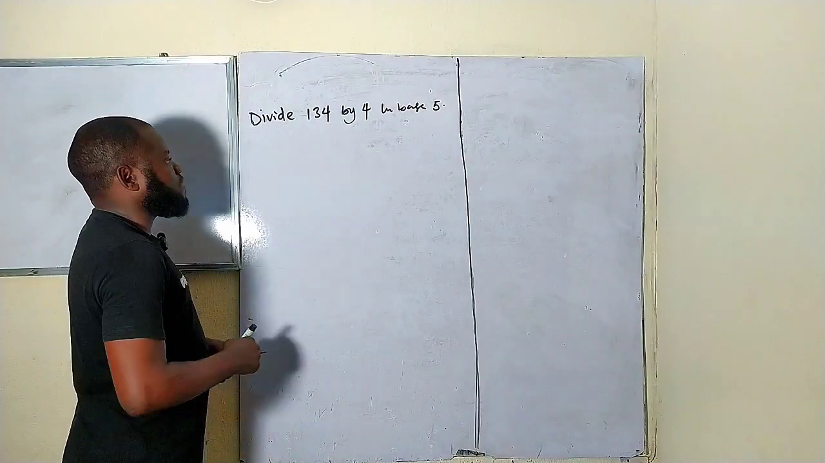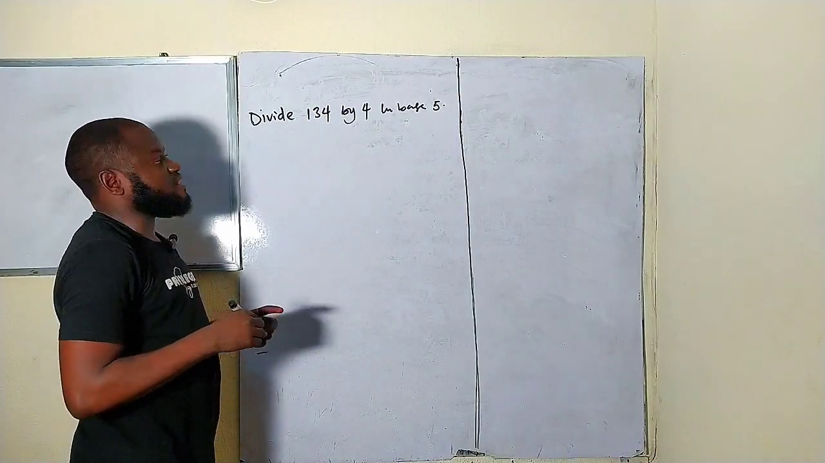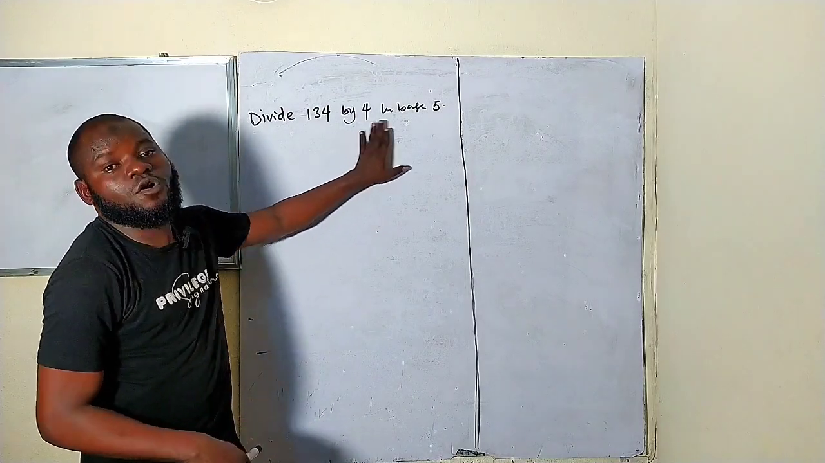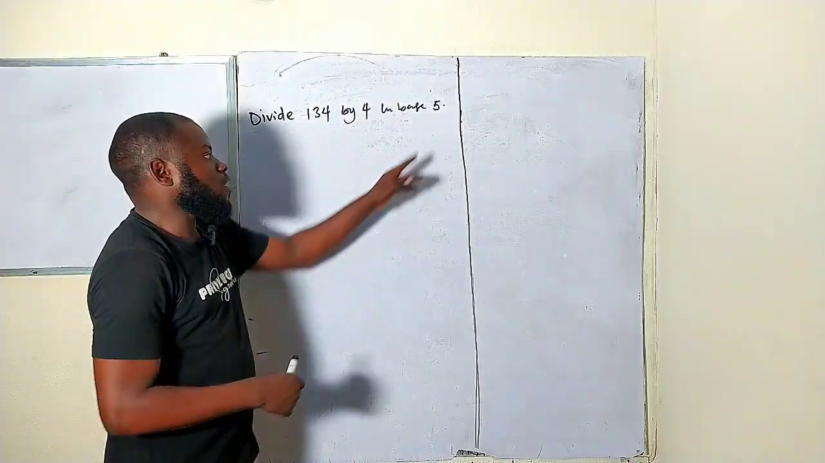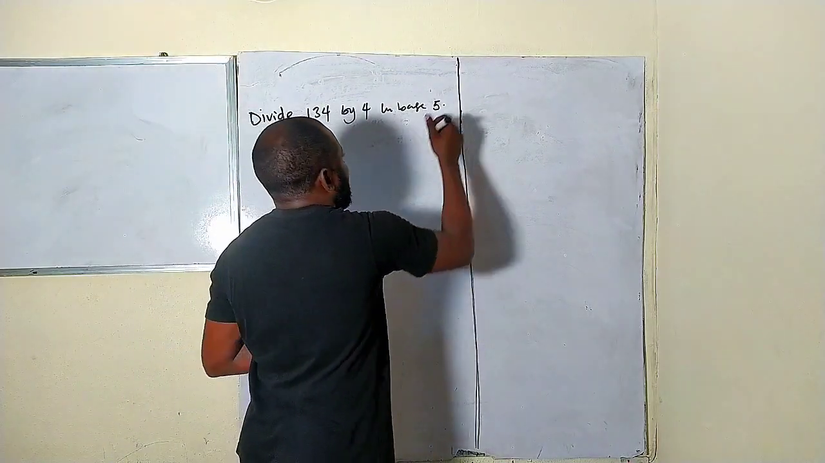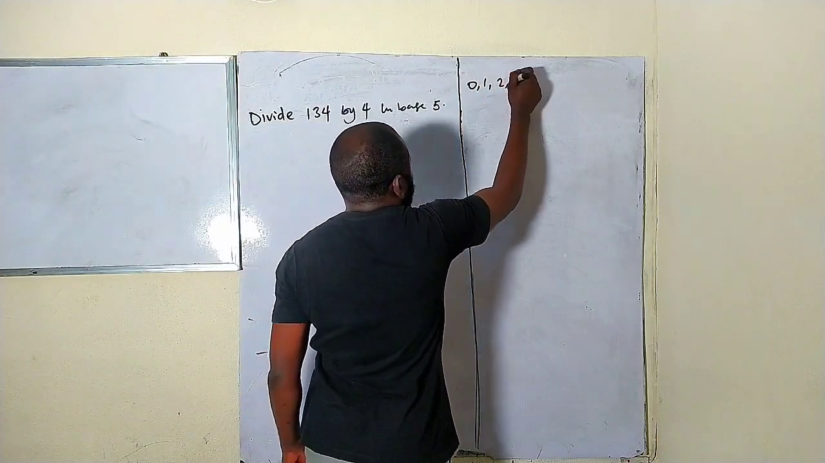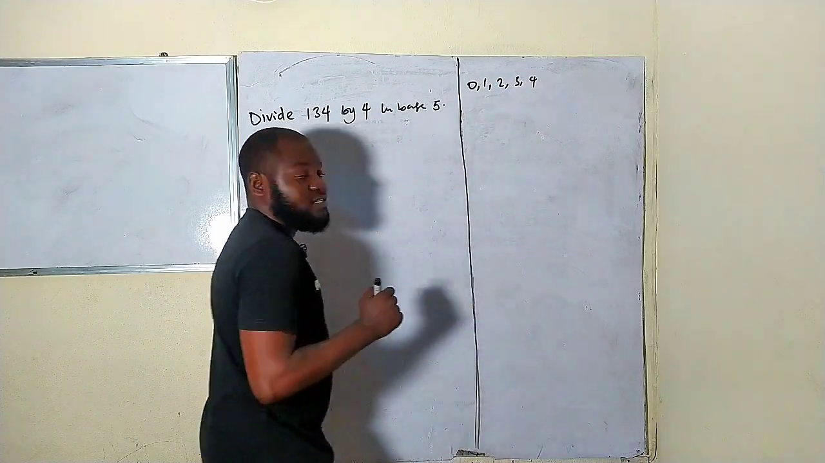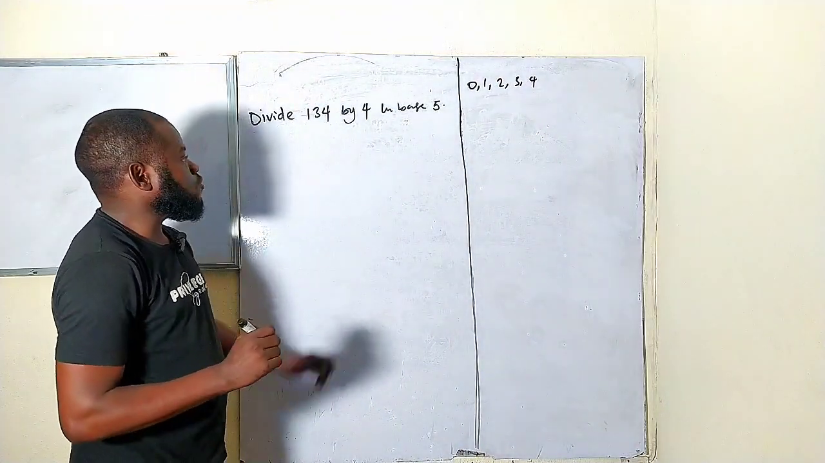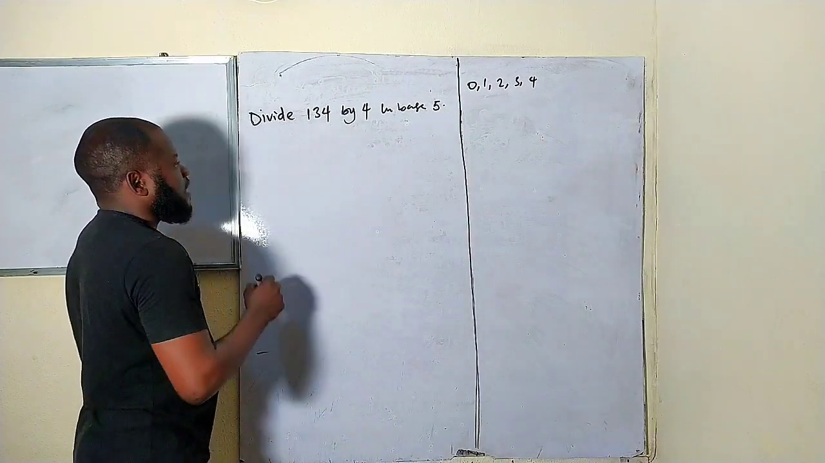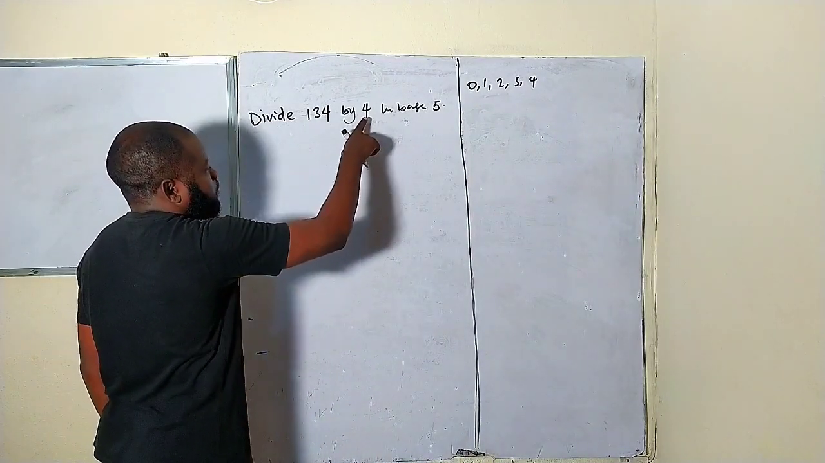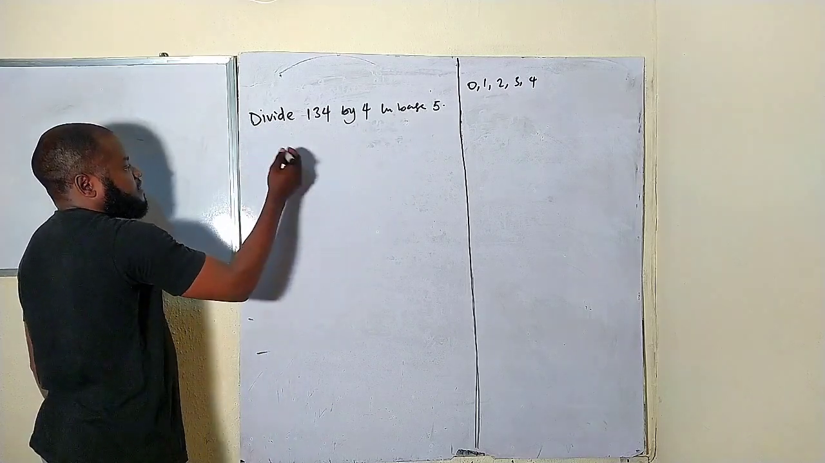For you to be able to do that, all you need to do first is to generate the product of 4 in base 5. When I say product of 4 in base 5, what are the digits in base 5? You know, 0, 1, 2, 3, 4. Those are the digits in base 5, right? So we are going to use 4 to multiply each digit in base 5, and then we have generated the product of 4 in base 5. So let's get started, guys.